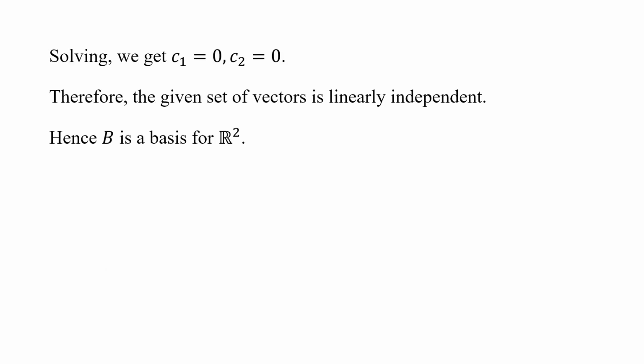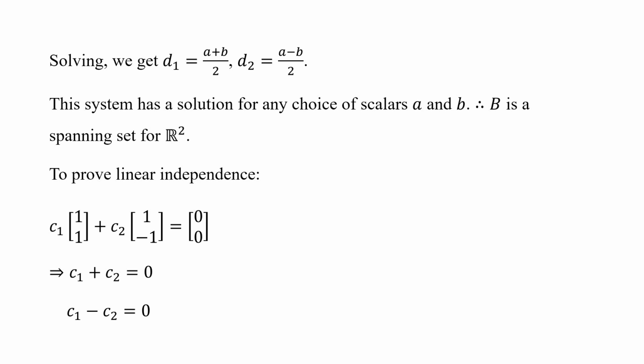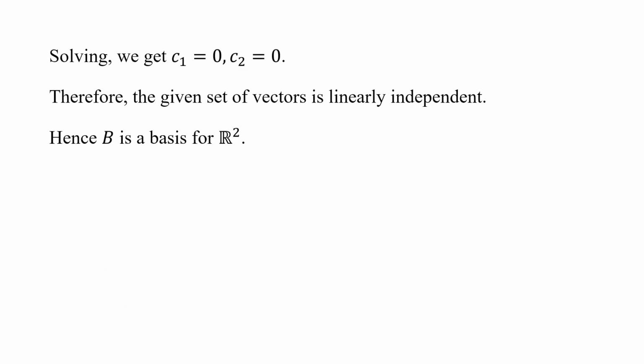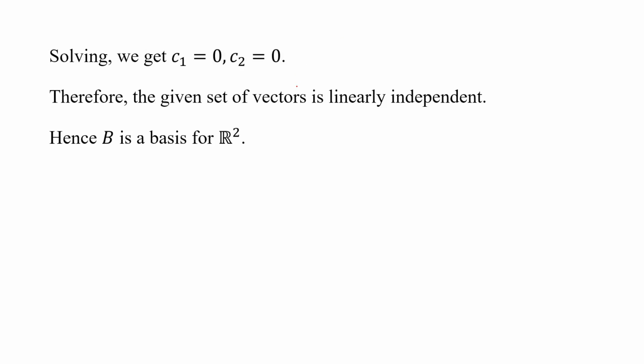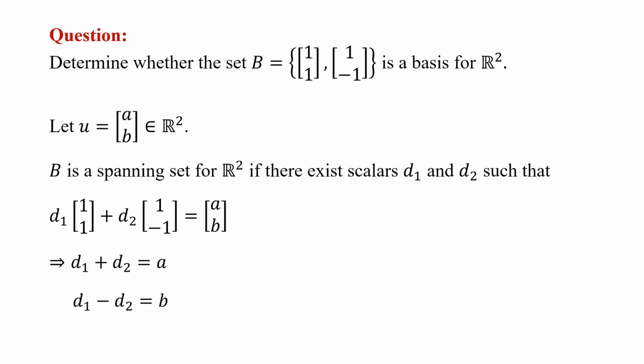And we can easily prove the linear independence by solving the equation C1 times (1, 1) plus C2 times (1, -1) equal to 0. So on solving it, we see that C1 equal to C2 equal to 0. Therefore, the given set of vectors is linearly independent and it spans R2, hence they form a basis for R2. But what is the peculiarity of all the basis elements in R2? The peculiarity is that this is another basis for R2, but this also has only 2 elements.